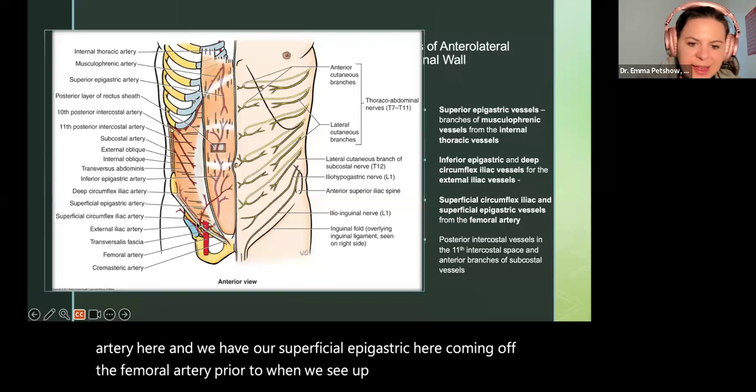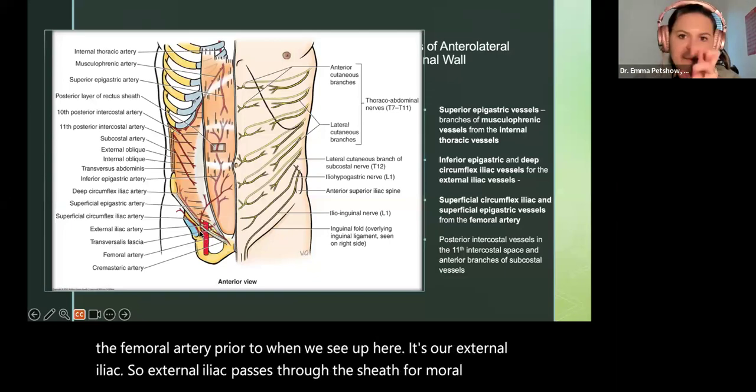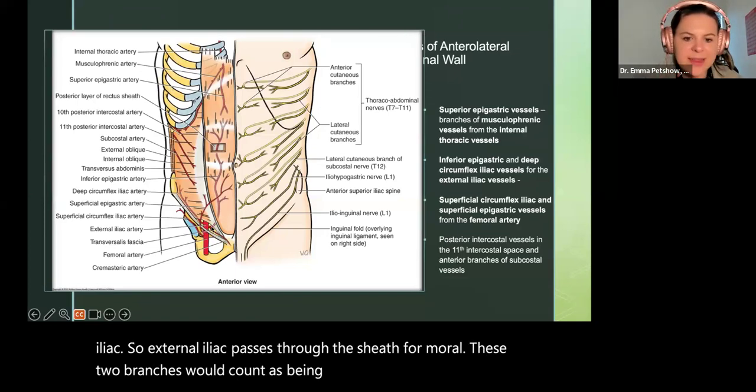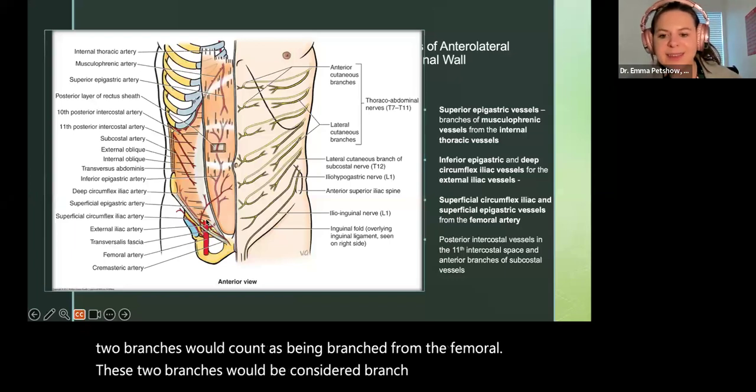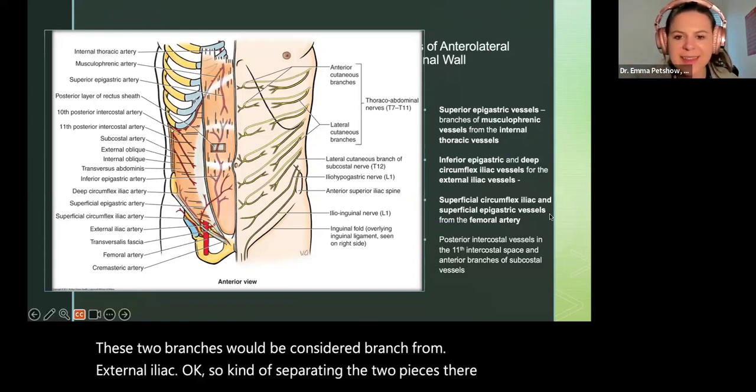So the external iliac passes through the femoral sheath. These two branches would count as being branched from the femoral. These two branches would be considered branched from our external iliac. Okay, so kind of separating the two pieces there. All right. Whew, we got through it.